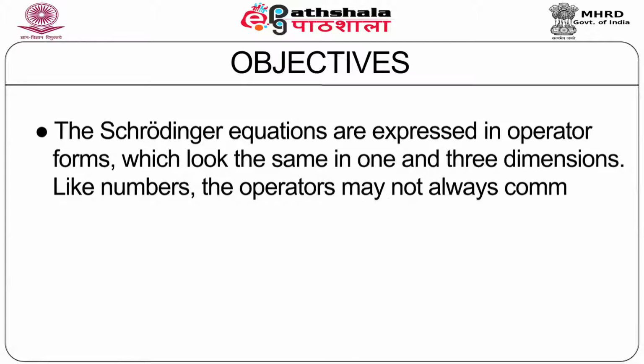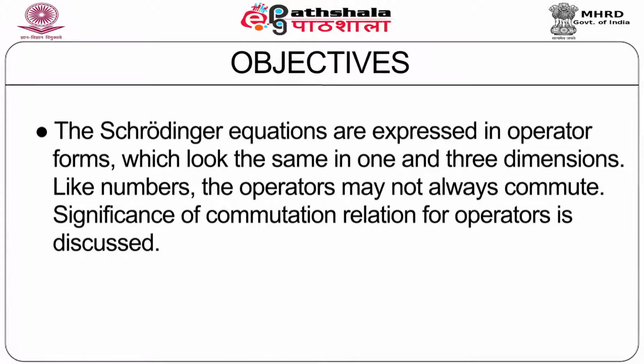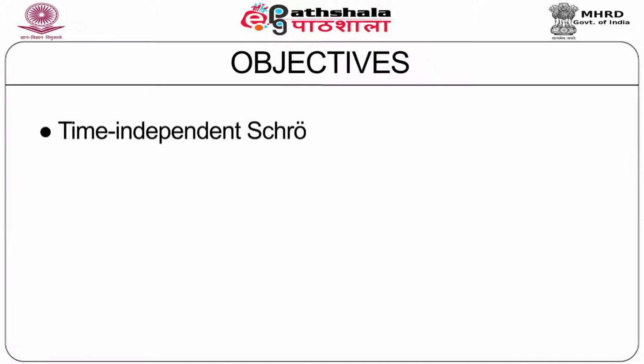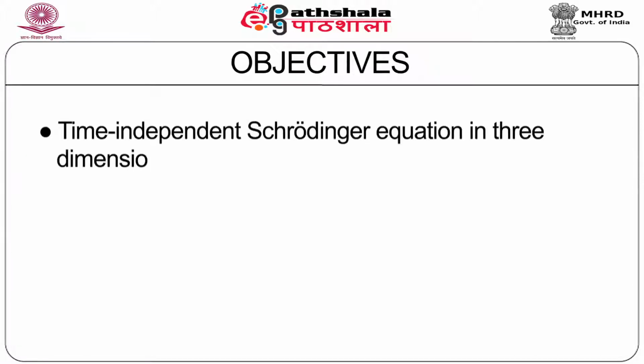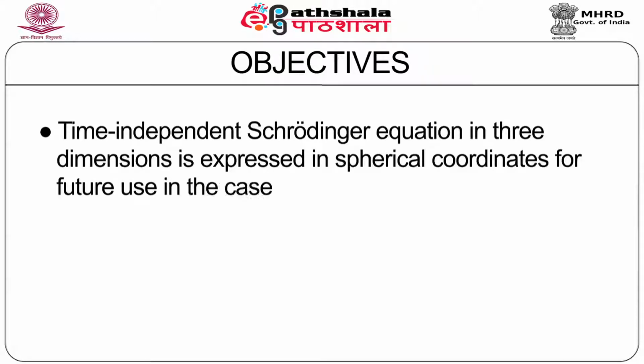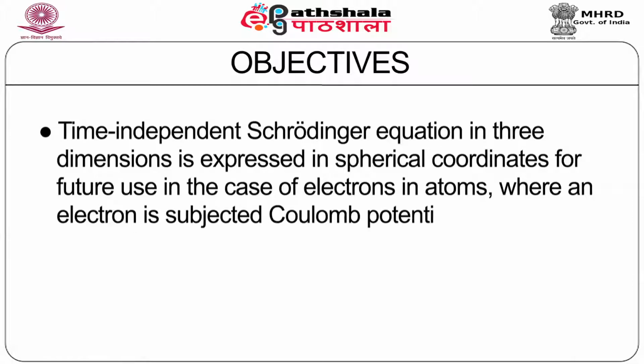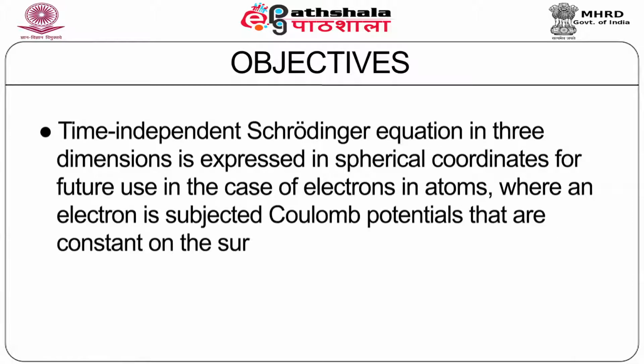Like numbers, the operators may not always commute. The significance of commutation relations for operators is discussed. Finally, the time-independent Schrodinger equation in 3 dimensions is expressed in spherical coordinates for future use in the case of electrons in atoms, where an electron is subjected to Coulomb potentials that are constant on the surface of a sphere.